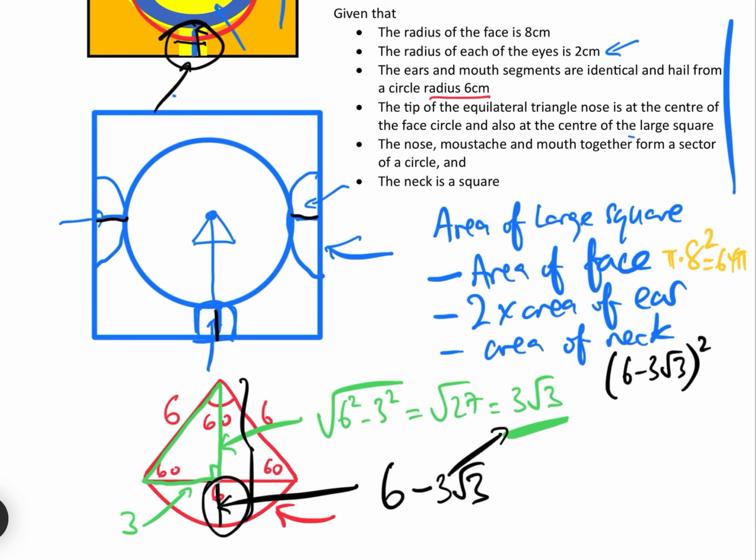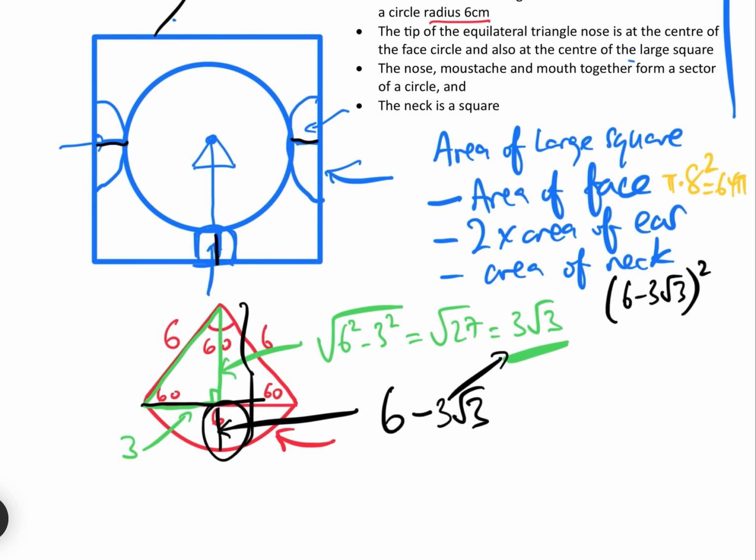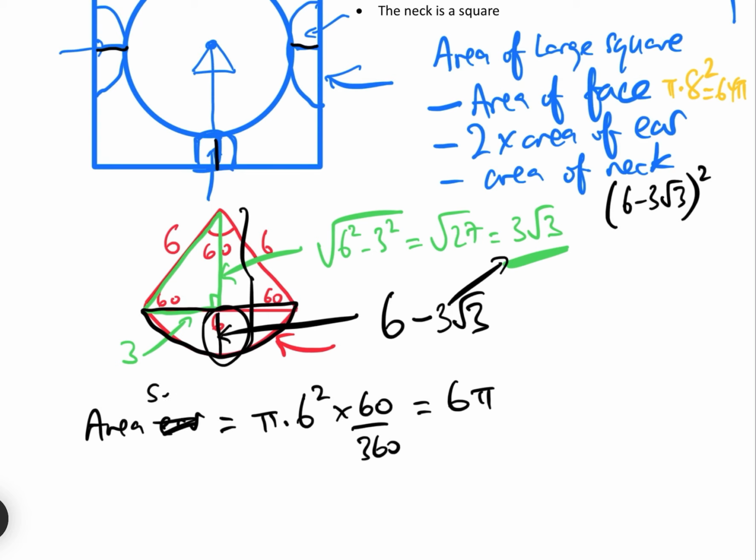Now let's have a look at the area of the ear. The area of the ear is this bit. And to do that, we need to find the area of the sector minus the area of the equilateral triangle. So the area of the ear is equal to the area of the sector. Well, an area of a sector is equal to pi times the radius, which is 6 squared, times the angle over 360, which equals 6 pi. That's the area of the sector.